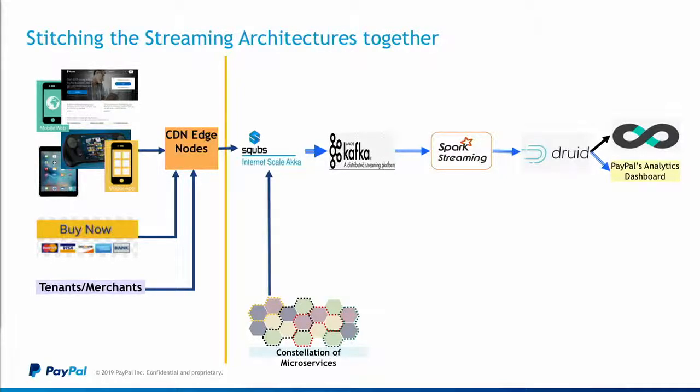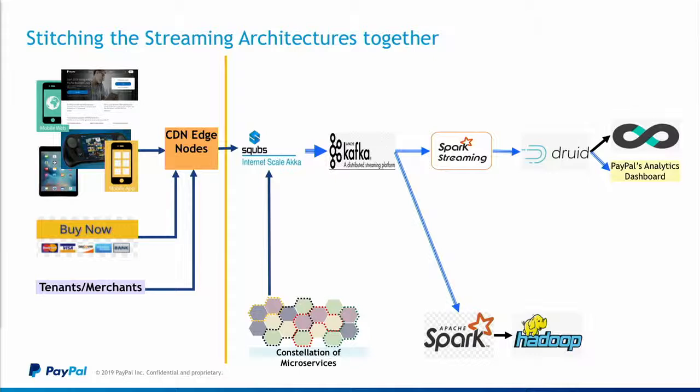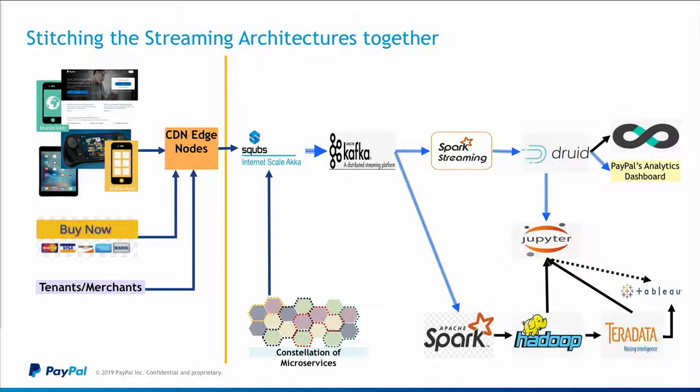Visualization is through Superset, and we also have an inbuilt analytics dashboard. From Kafka, the data is also read by a Spark batch application, and the results are written over to Hadoop. And the data is moved over to Teradata, and Tableau dashboards are built on top of it. We have Jupyter notebooks that can query Druid, Hadoop, Teradata, and it also has an integration with Tableau. So it becomes a seamless endpoint to interact with multiple data sources.